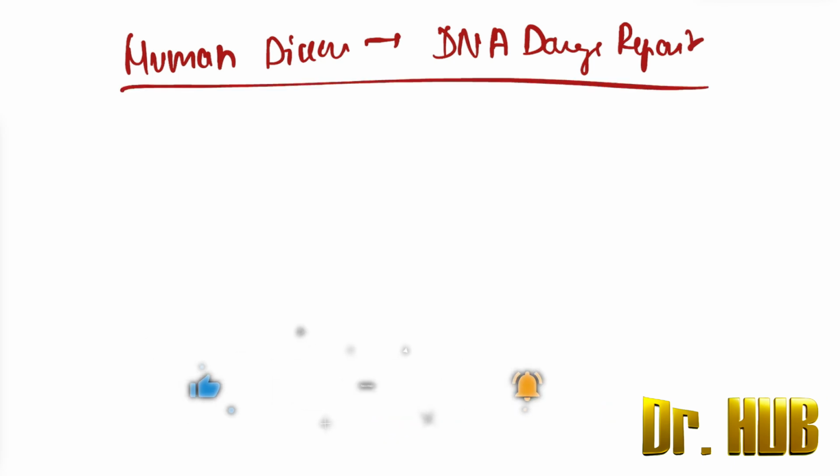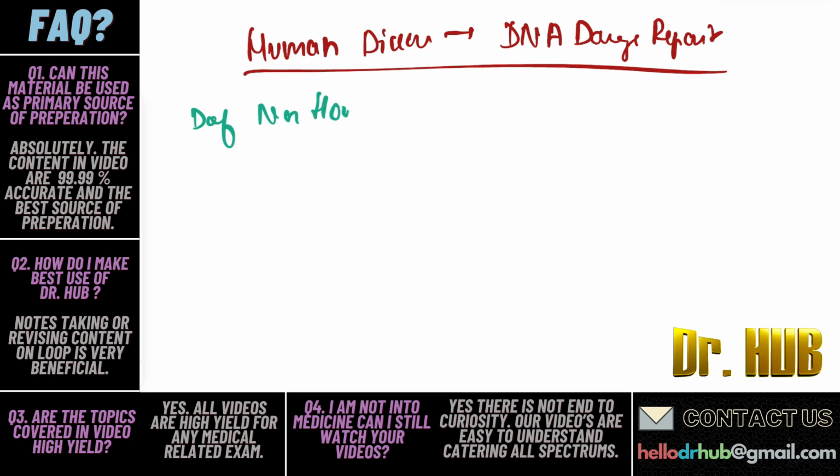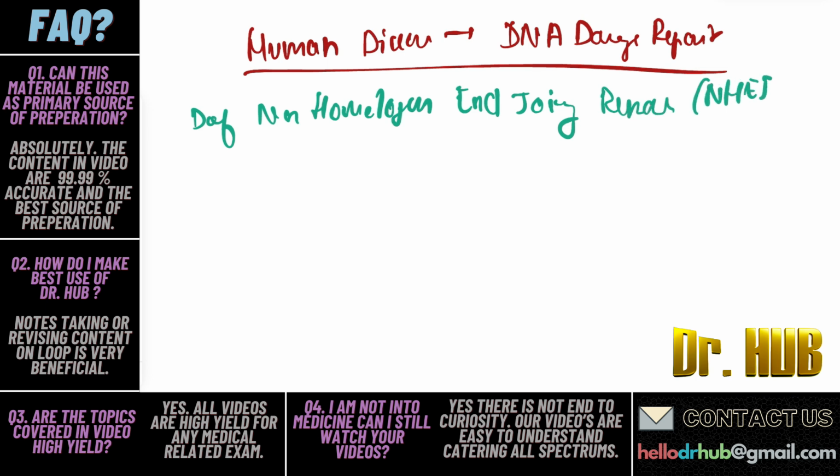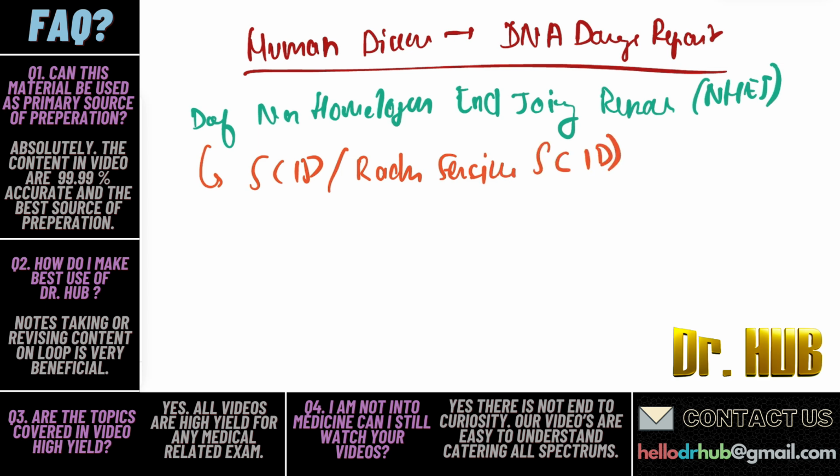First we look at the defective non-homologous end joining repair. This is known as the NHEJ. And what are the diseases? The diseases are SCID, that is a severe immunodeficiency disease, as well as radiation sensitive SCID, that is a severe combined immunodeficiency disease.